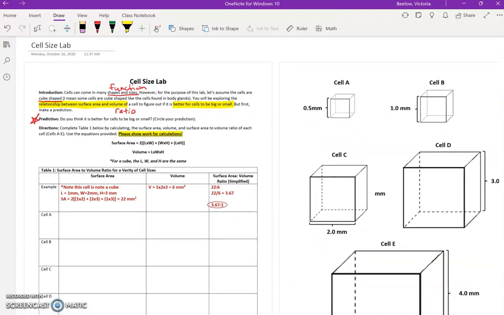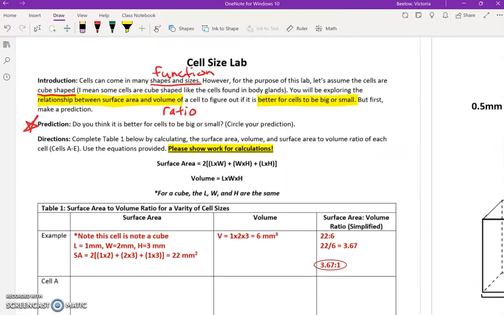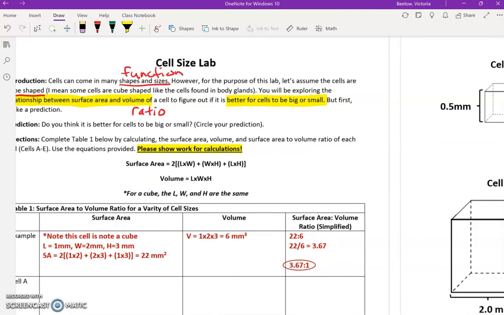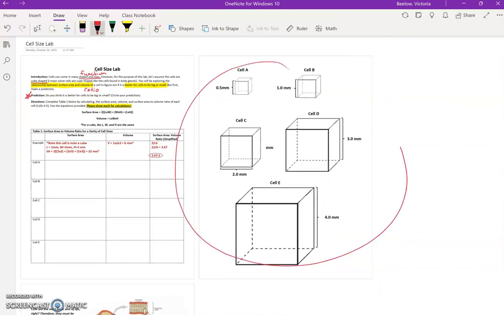In this table below, we're going to be figuring out the surface area to volume ratio for various size cells. And you're going to be using these two equations here. So you'll notice that L, W, and H. L is the length, W is the width, and H is the height. If we're again talking about a cubed shaped cell.